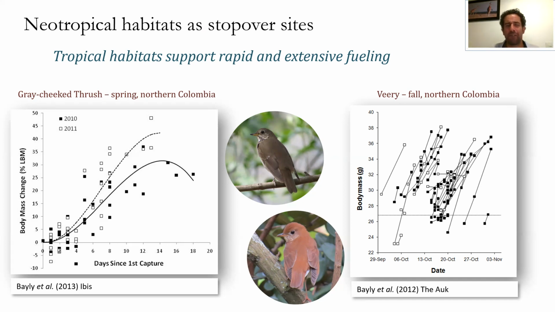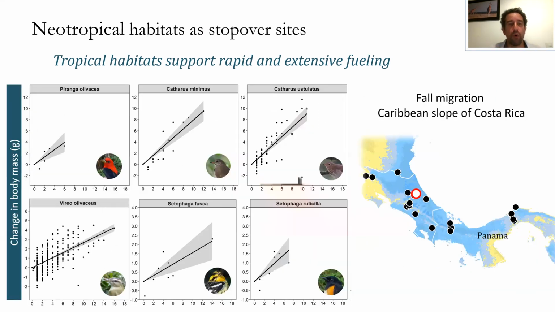And for those who want a sense of what that means in terms of grams of fuel available, on the right we have this example of veeries during fall, also in northern Colombia. These are lines connecting individual body masses of birds separated in time. We can see that some individuals are increasing their body mass by over 10 grams between subsequent captures. So these extended stopovers generally are supporting these extensive fueling bouts as birds prepare for the next phase of their migratory journey.